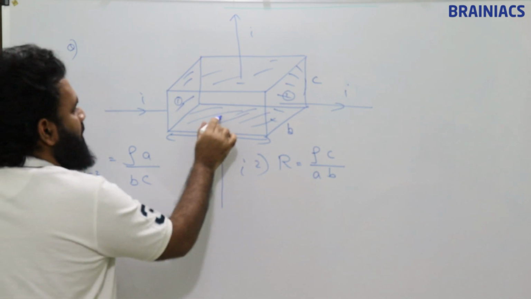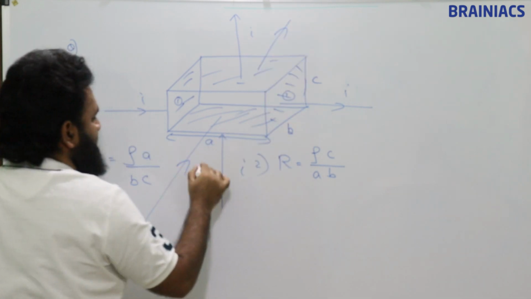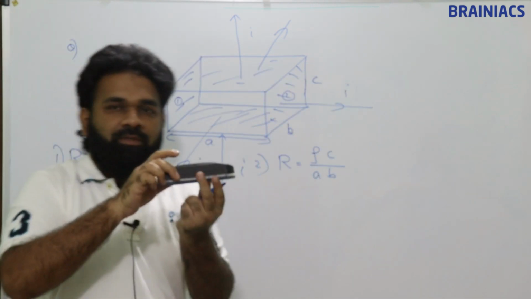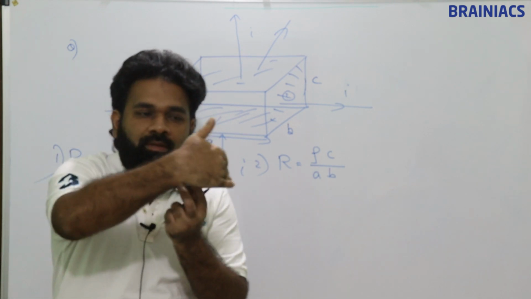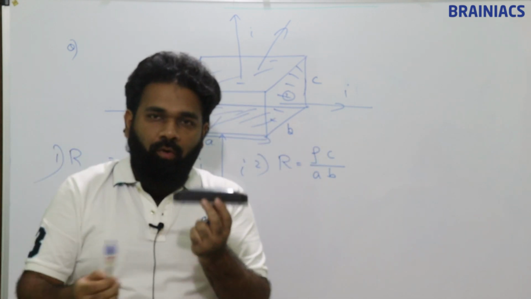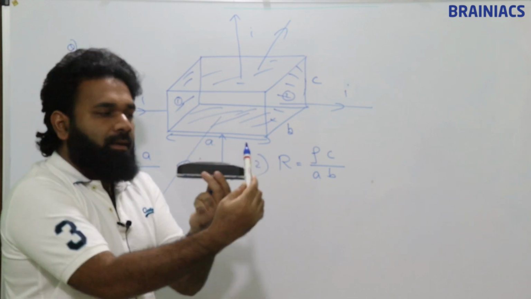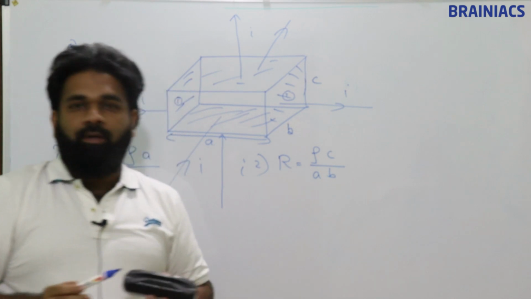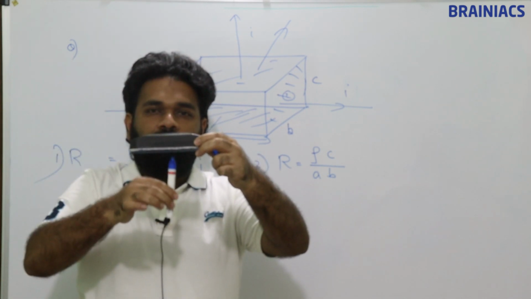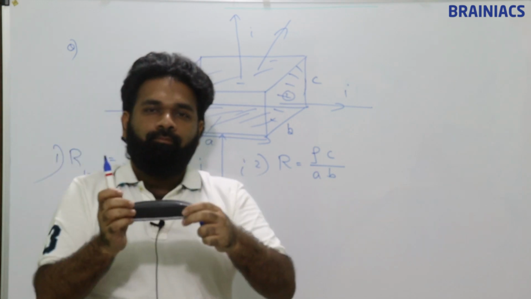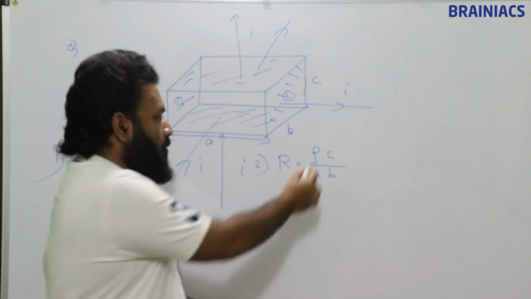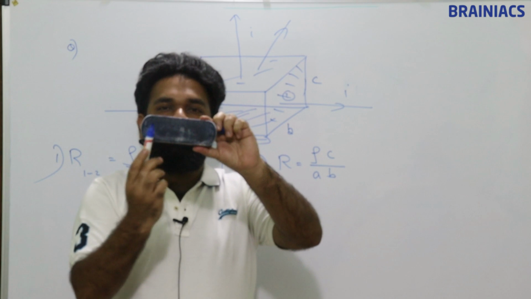Now what else is there? Suppose current is flowing like this. If this is the slab, first the length is A and the area is BC, so I took rho A by BC. Now current is flowing from the bottom to the top. That time I have taken the length as C, this thickness. So rho C by, this is the area of cross section this time.